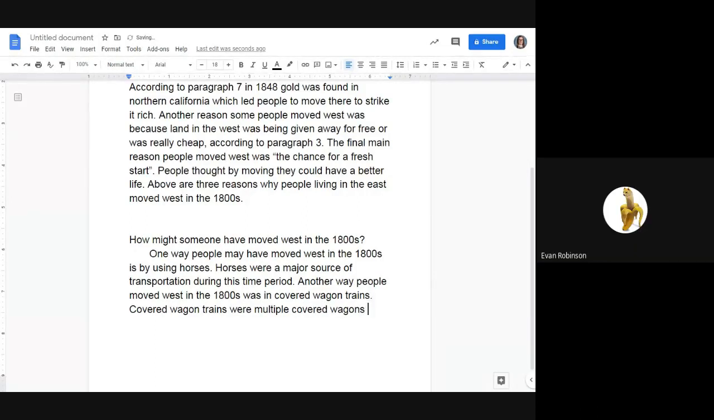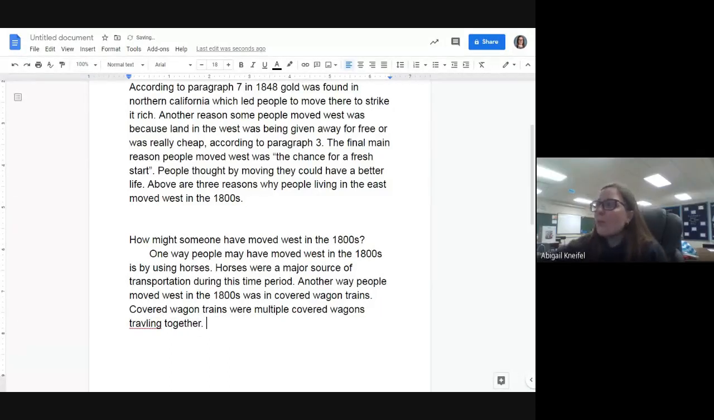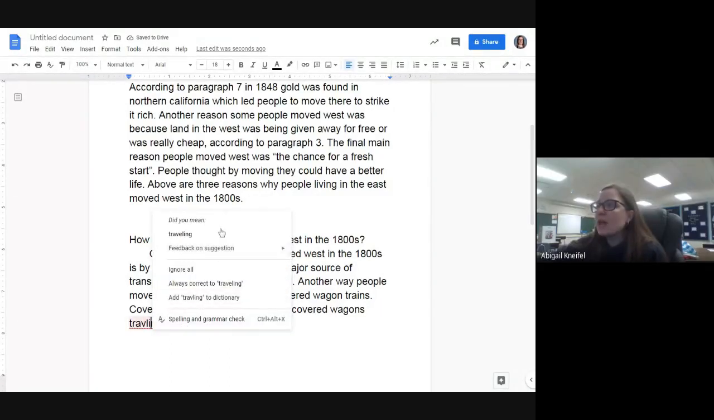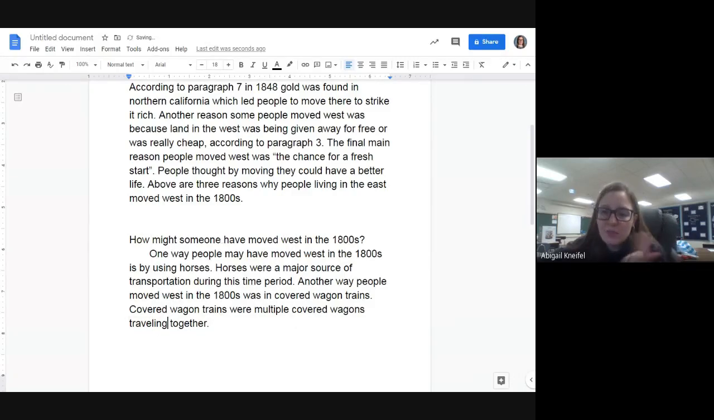So that's the cover part. Traveling together, right? The whole point of the covered wagon train was that it wasn't just one singular family moving, right? You had that covered wagon, but they were traveling together. So covered wagon trains were multiple covered wagons traveling together, period. Now, can someone remind me why people decided to travel together? That might be a good detail to add.